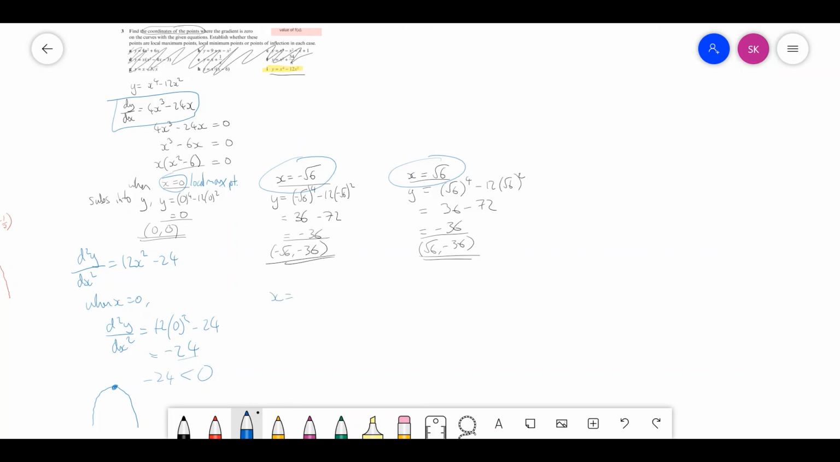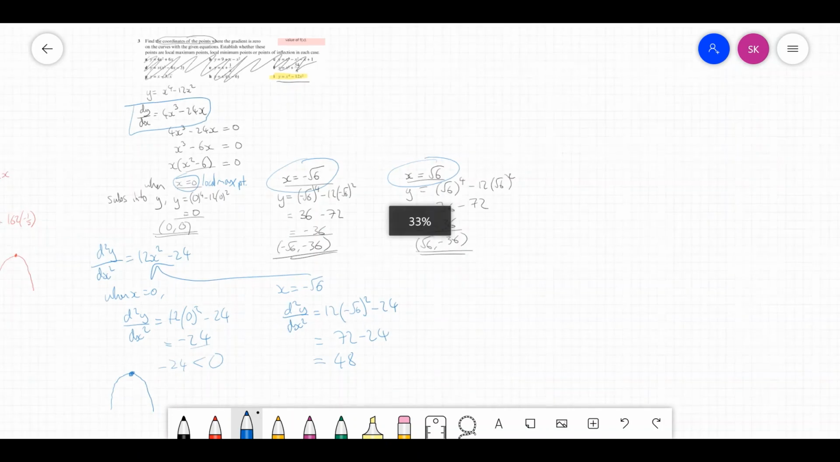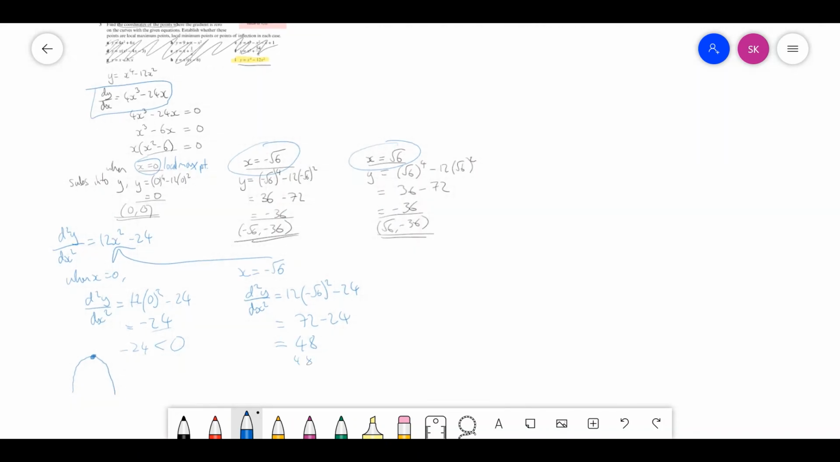So when x equals negative root 6, d2y by dx squared equals 12 brackets negative root 6 squared minus 24. Remember, I'm substituting this into here. So that is 12 times 6, which is 72 minus 24, which gives me 48. Doesn't matter the numerical value. All that matters is that 48 is greater than 0, which means I have a curve that is constantly increasing, making this point a local minimum point.